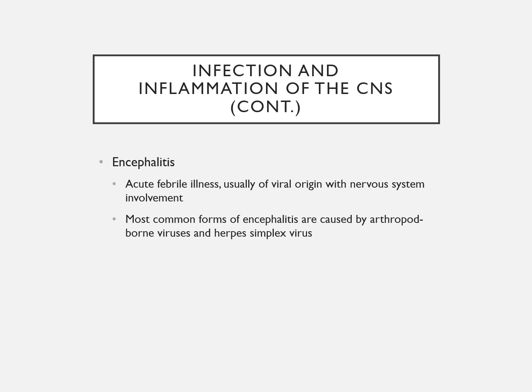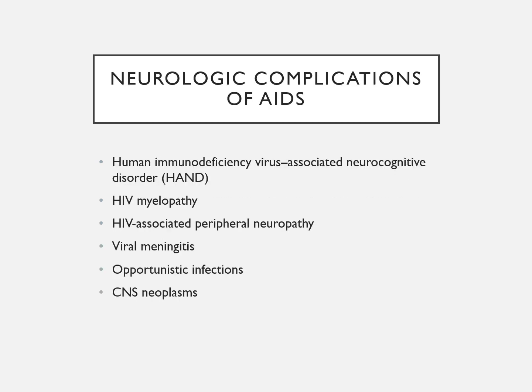Encephalitis is an acute febrile illness, usually of viral origin with nervous system involvement. The most common forms of encephalitis are caused by arthropod-borne viruses and herpes simplex virus. So mosquitoes carry encephalitis. Neurologic complications of AIDS. It can cause all sorts of issues with the neurologic system.